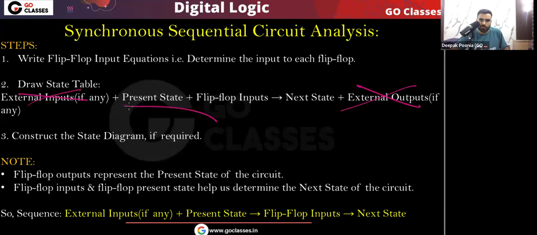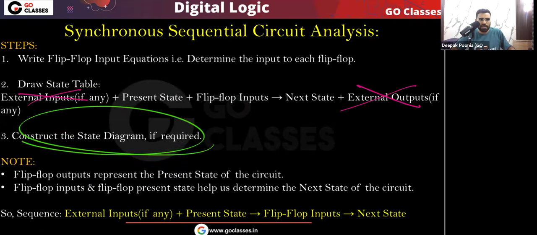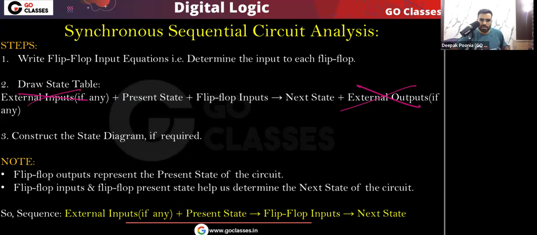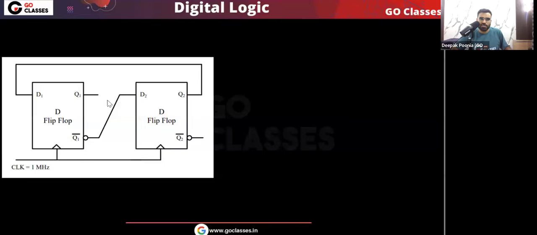So you can see in the state table we will make columns for present state, flip flop inputs and next state. And then from present state we will find flip flop input, then from these two we will find the next state. Okay, everything is written here. You can see the computation sequence is written here, and you can see what is the present state, that is the flip flop outputs. Then after the state table we will draw the state diagram also. So let's see step number 1, that is we will write the flip flop input equation. So tell me, what are the flip flop input equations here? You can say D1. What is that?